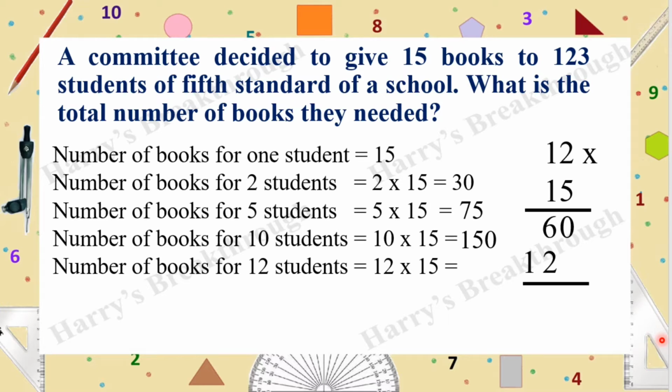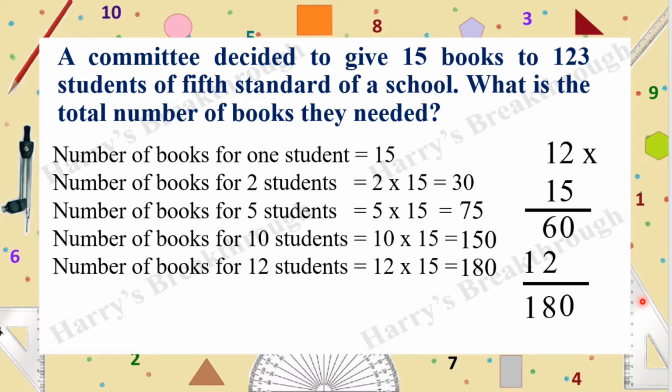And let's add these two numbers. Here we know that there will be a 0. Let's put a 0 here. So 0 plus 0, 0. 6 plus 2, 8. Again, then here 1. So the number of books for 12 students is 180.